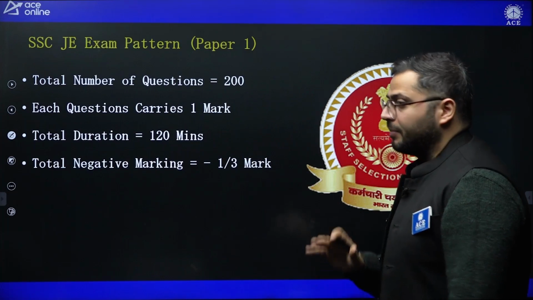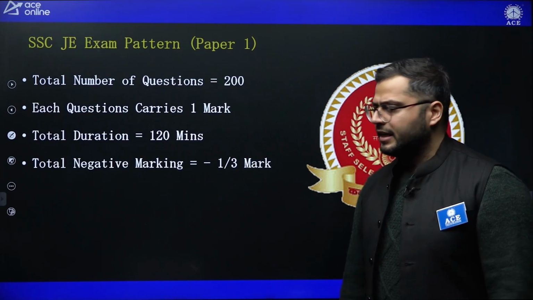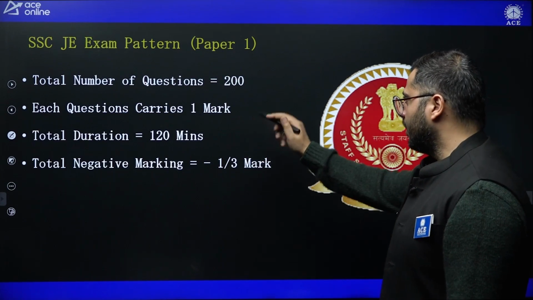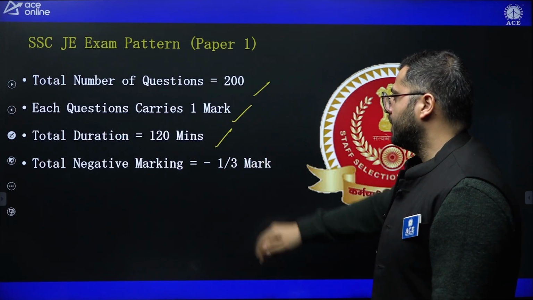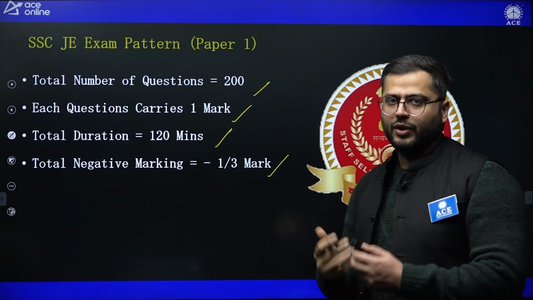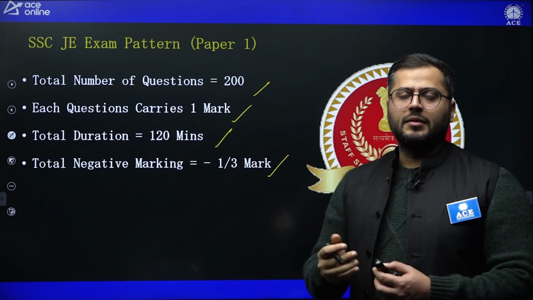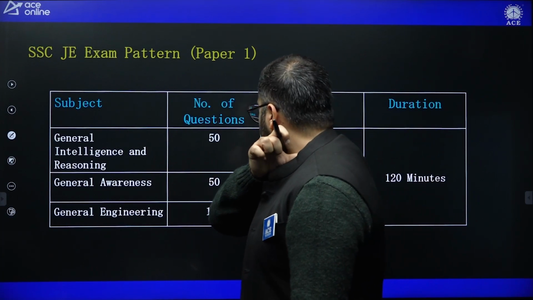SSC JE exam pattern, Paper 1, right? Paper 2 we will not be discussing, only the Paper 1 aspect. The total number of questions will be 200. Each question will carry 1 mark. The total duration will be 120 minutes. Negative marking will be 1/3, so for every wrong answer you will be given -0.33 marks.